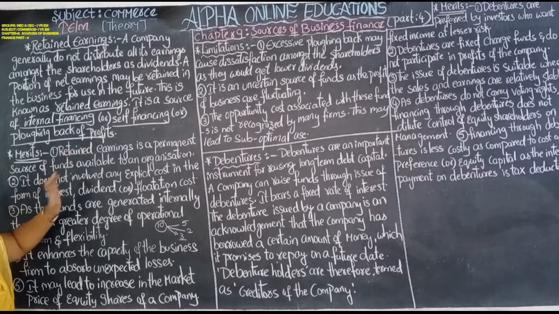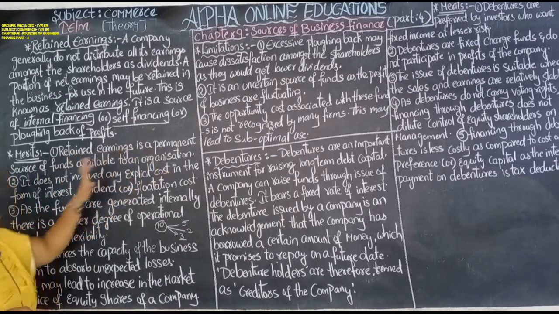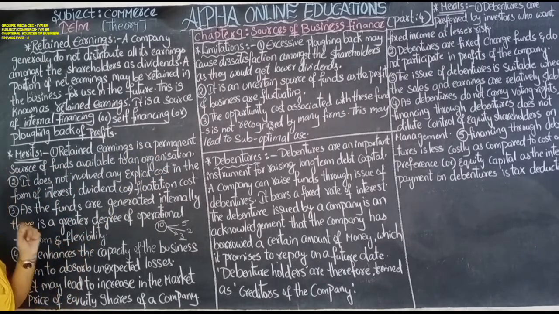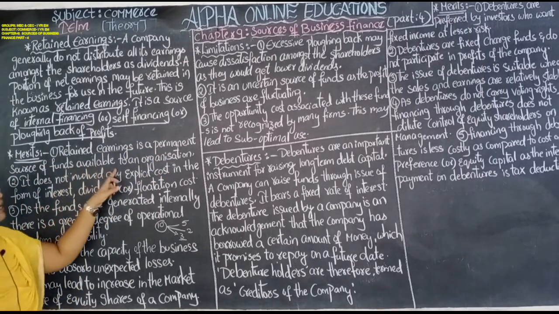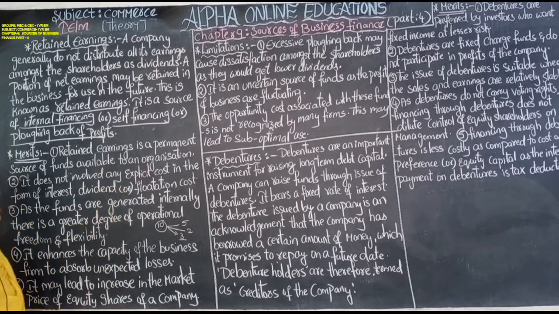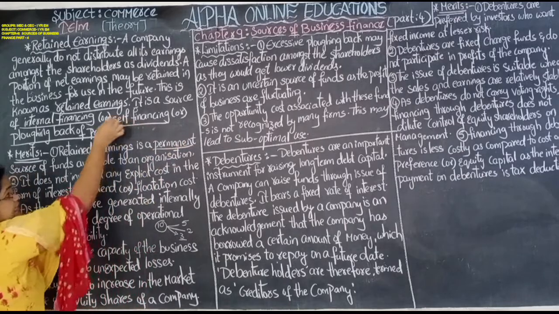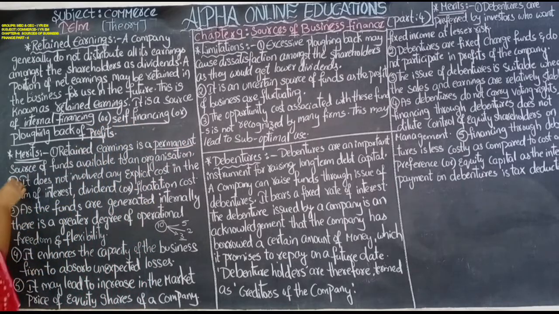Let us see. Retained earning is a permanent source of funds. Retained earning is a permanent source of fund available to an organization. Because it is self-financing, that is a permanent source of fund that is available to the organization.